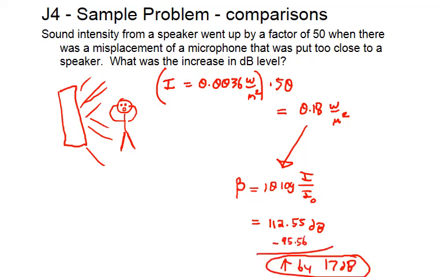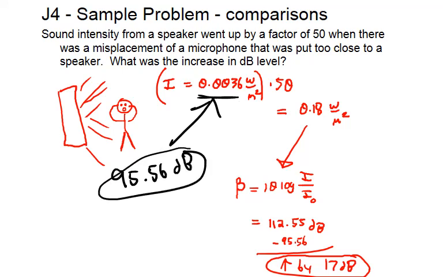And that would be versus what we just found in the last problem. In the last problem, we found it would be 95.56 decibels for that intensity. I'm just carrying that from the last problem. And then versus this, it only increased by 17 decibels, right? 50 times the intensity, but only increased by 17 decibels.